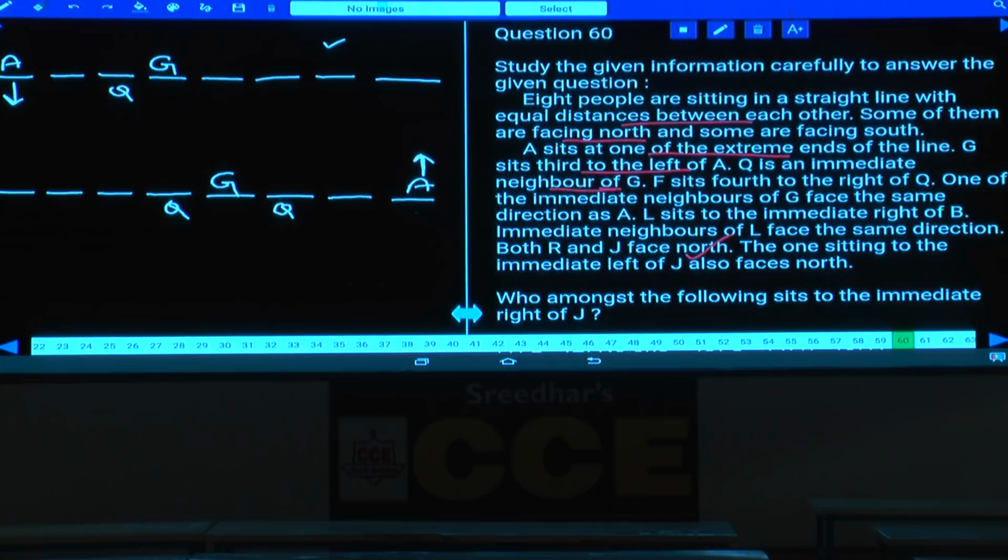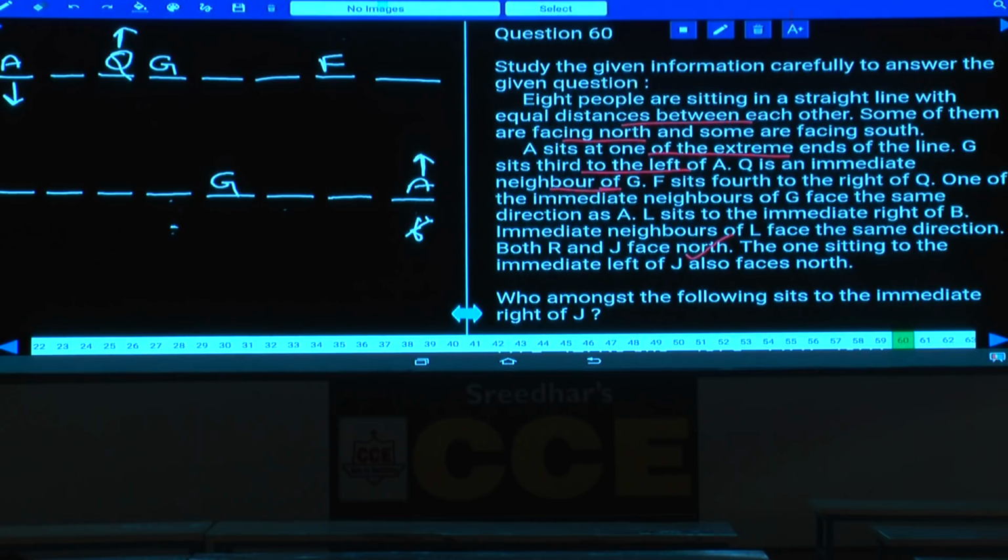Q must be here. And F sits 4 to the right of Q, so Q must be facing towards north, then F will be here. Again, in this case, if you take Q at this place, 1, 2, 3, 4, F cannot be at this place. This case is not possible, hence Q cannot be here. Then what is the only possibility? Q must be in between G and A.